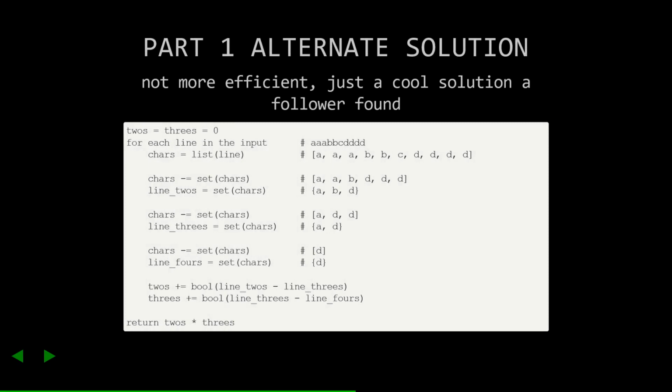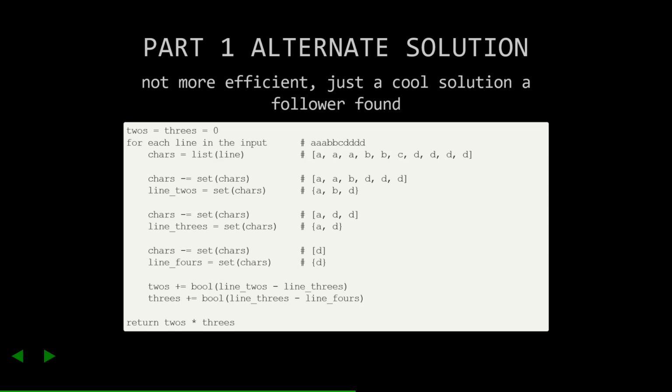While I was streaming this last week, a follower proposed this other solution in chat, and I thought it was interesting enough to share. Theirs was written in Elixir, but here's the pseudocode for this approach. In this, we convert each line into a sequence of characters, and then progressively subtract out the unique characters, and with that, we know how many were multiples of 2 or 3.